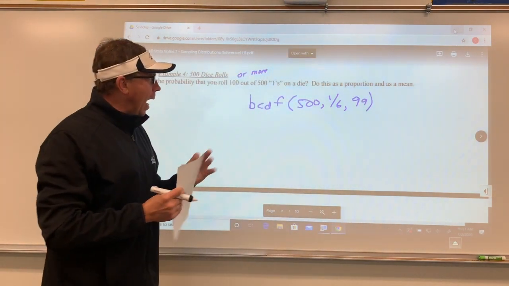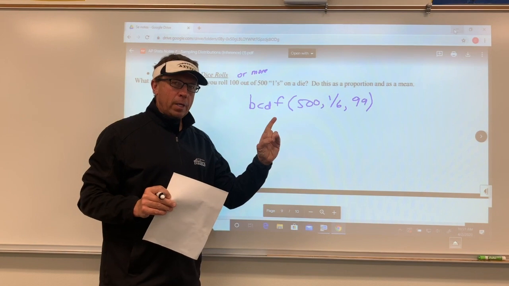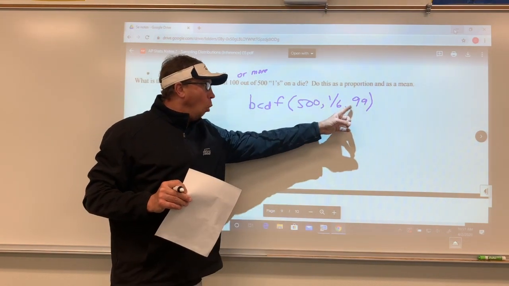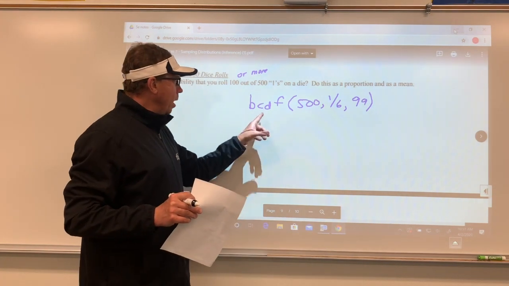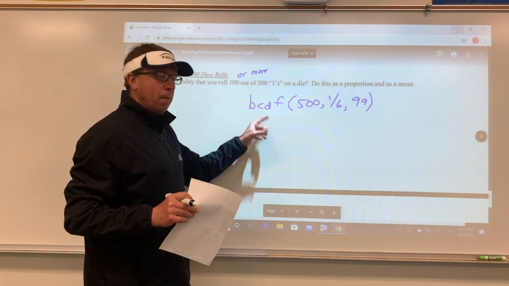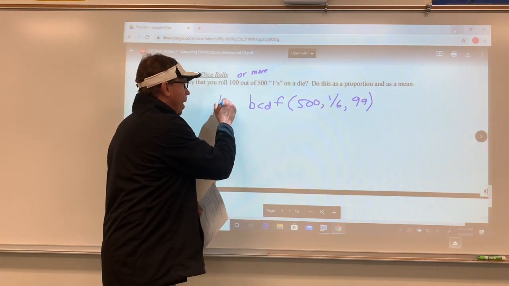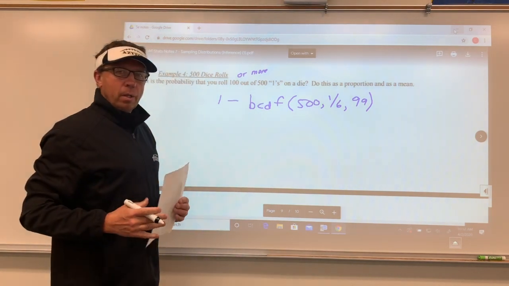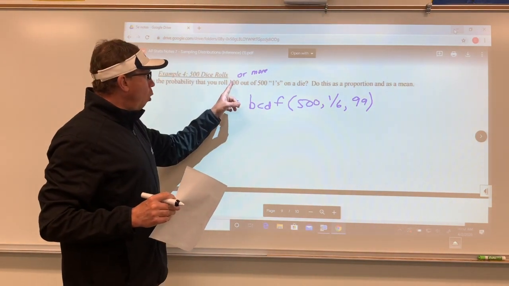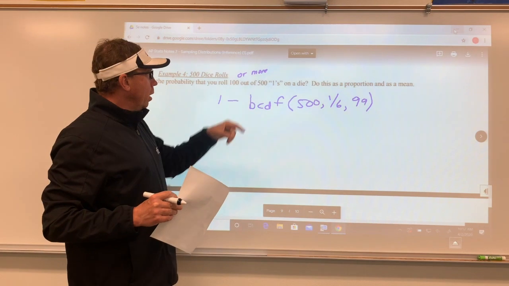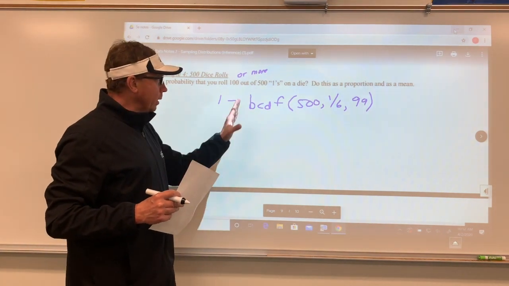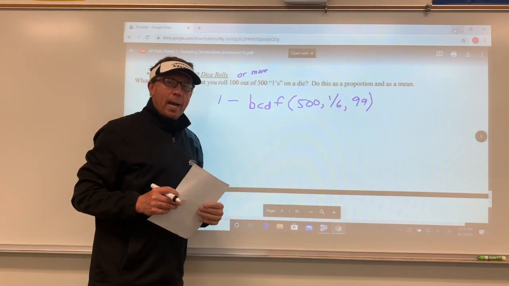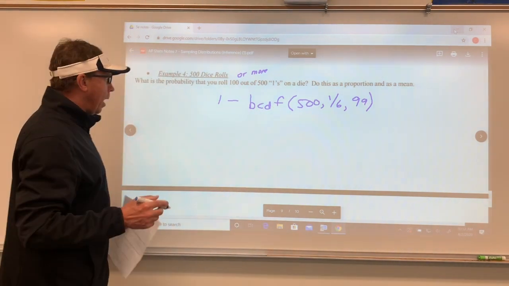Because if I gather together the probability of rolling 99 or less ones, and this is the or less function, and then I go 1 minus that number, it will leave me with 100 or more ones out of 500 rolls. Okay? So get that written down, and I'm going to do that now on the calculator.